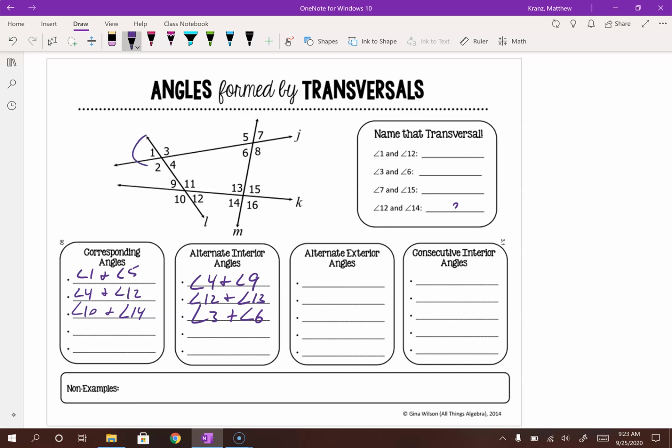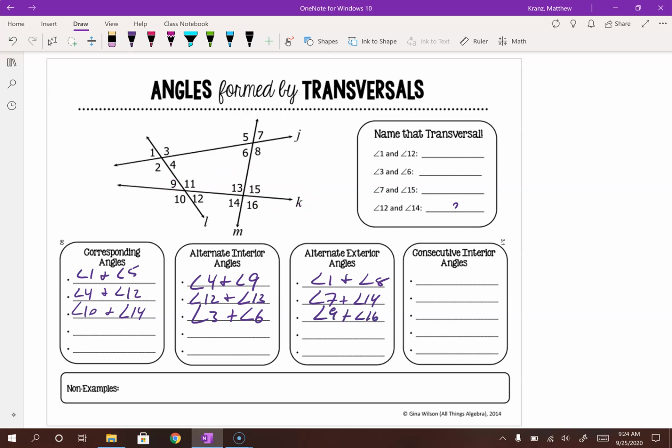Alternate exterior. So let's stay with these. And now I need outside the two lines. So like angle 1, well, that corresponds to angle 8, being an alternate exterior angle. If I look at these two, I can see like 7 and 14. And then if I were to look at, let's say, these two, I can do 9 and 16. Alternate exterior.